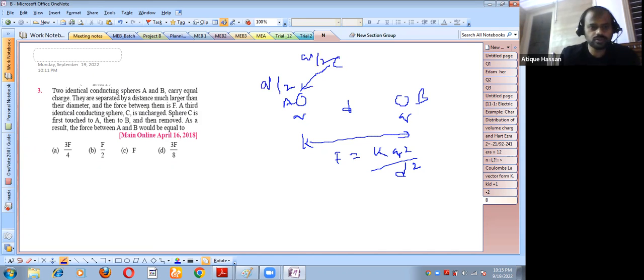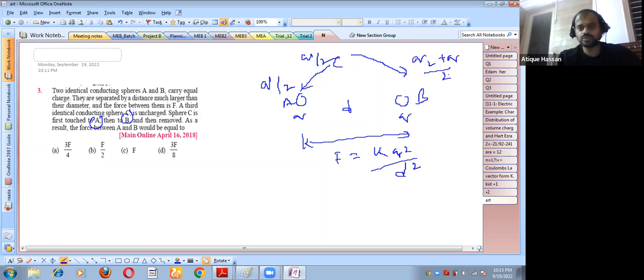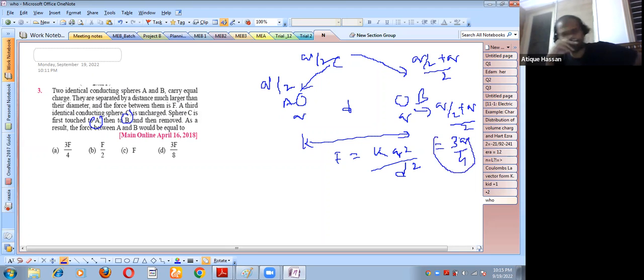So a third identical sphere C is first touched to A, then to B. Now when it is touched to B, what will happen? The charge will be like this, q by 2 plus q by 2. Getting my point? Half of total charge. So it will be, sorry, q by 2 plus q by 2, that is, 3q by 4, not q by 4. Getting my point? Yes, sir. It will be 3q by 4. So now we have to find the new force.